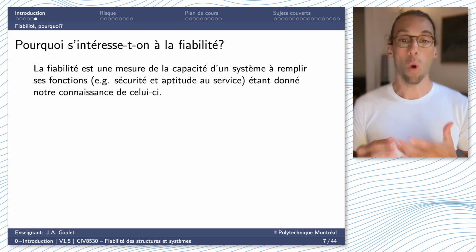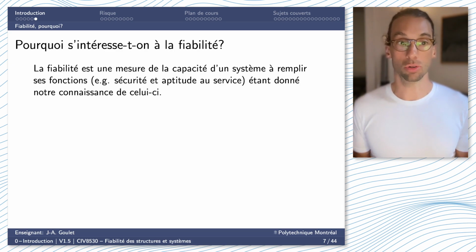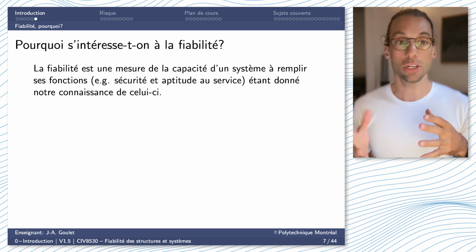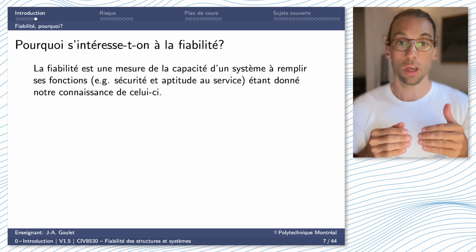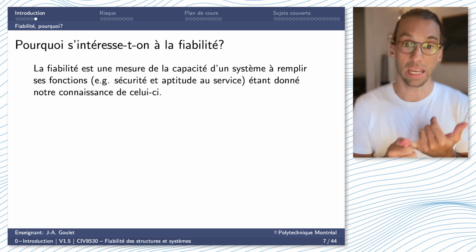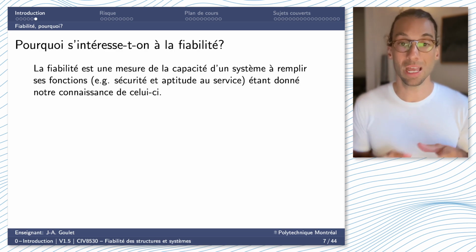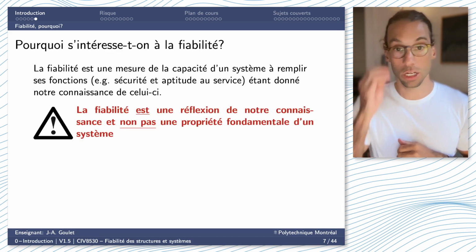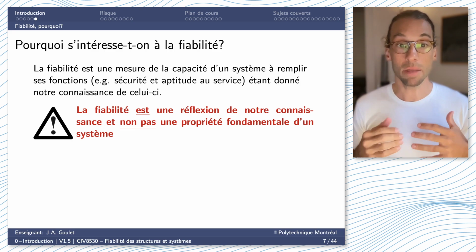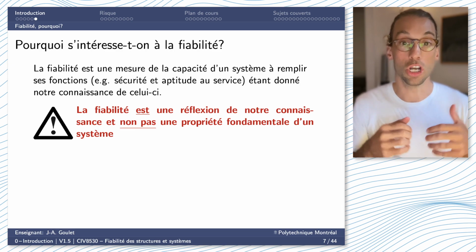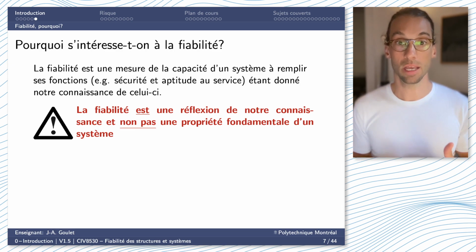Now, why would we be interested in structural reliability problems? Reliability is a measure of the capacity of a system to fulfill its function, whether it is a safety or serviceability issue. And this is given our knowledge of the system. So what does it mean? It means that reliability represents a reflection of our knowledge of the system and not the system itself. So what does this imply?